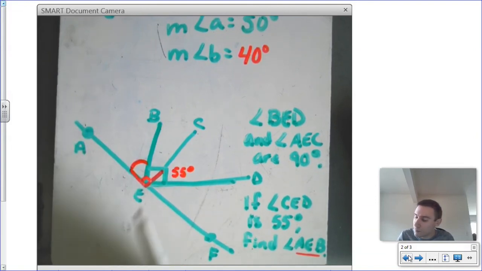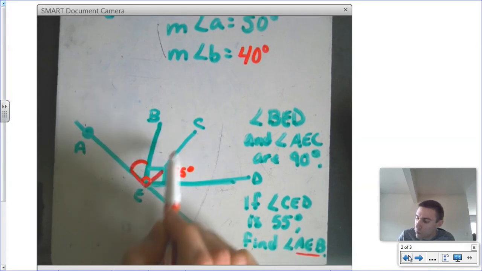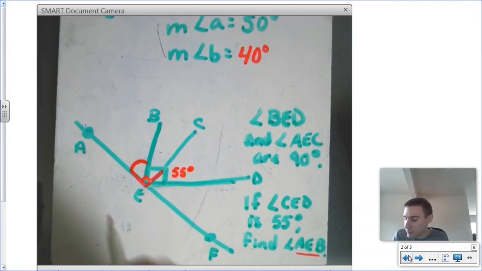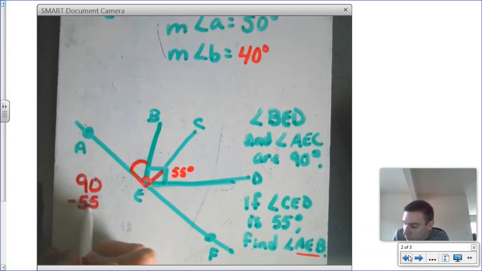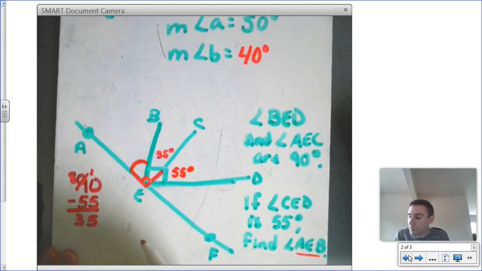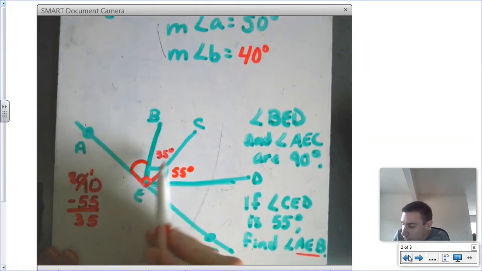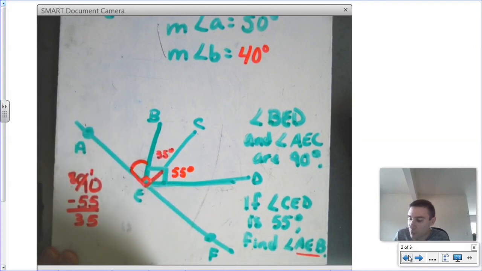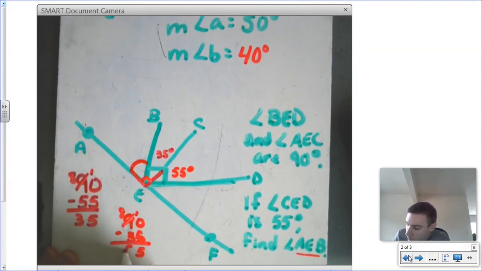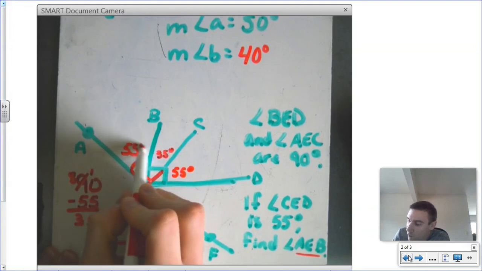So what I can do is figure out how much is left in BEC. And I know that a right angle is 90 degrees. So if I start with my 90 degrees, and I take away the 55, I have 35 degrees left in here. Well, now I know that angle AEC is a right angle, and part of it is 35 degrees, right? So I can just do some subtraction work, and guess what? The answer should be 55. We're just going to check it anyway. And look at that. The answer is 55 degrees.